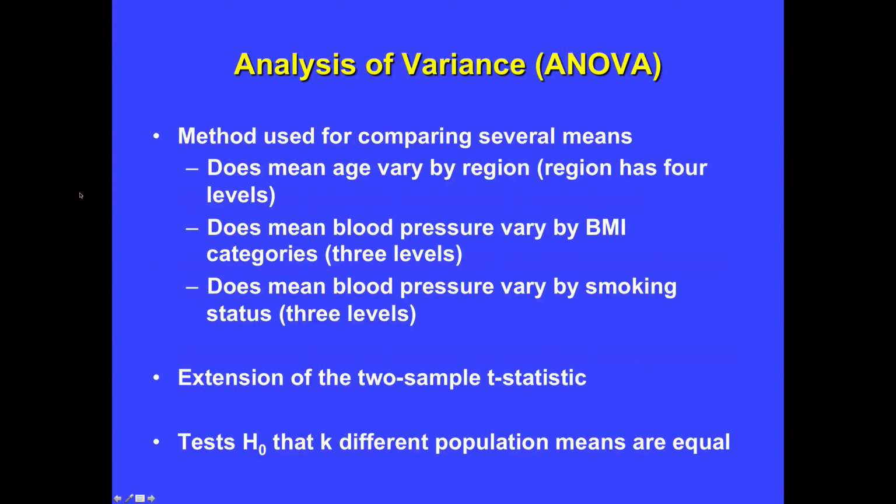As I said, this is really an extension of the 2-sample t-statistic to consider groups with more than 2 levels. And the core null hypothesis, or H0, is that the many different population means are equal, or in other words, systolic blood pressures are equal across all levels of BMI.